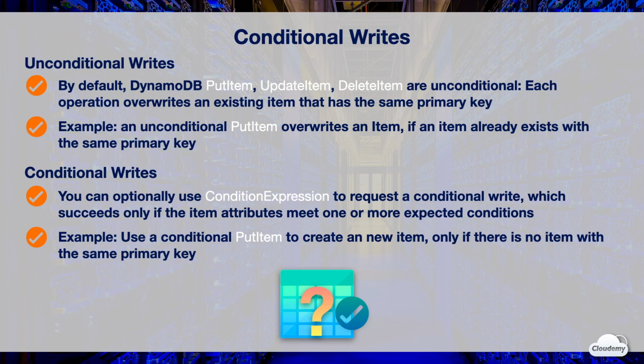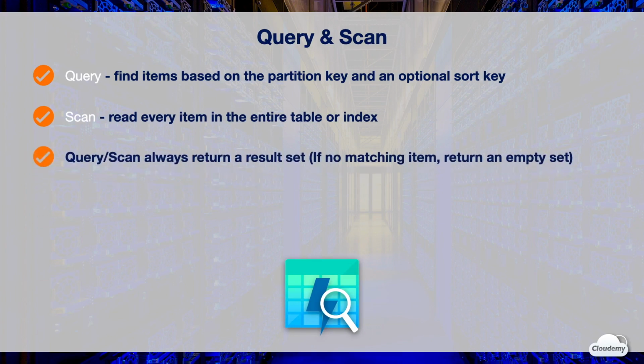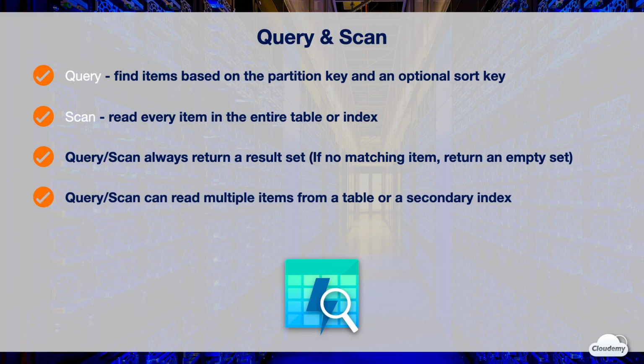The query operation lets you find multiple items based on the partition key and an optional sort key. The scan operation reads every item in the entire table or index. Both query and scan operations always return a result set. If there's no matching item, the result set is empty. Query and scan operations can read multiple items from a table or a secondary index.